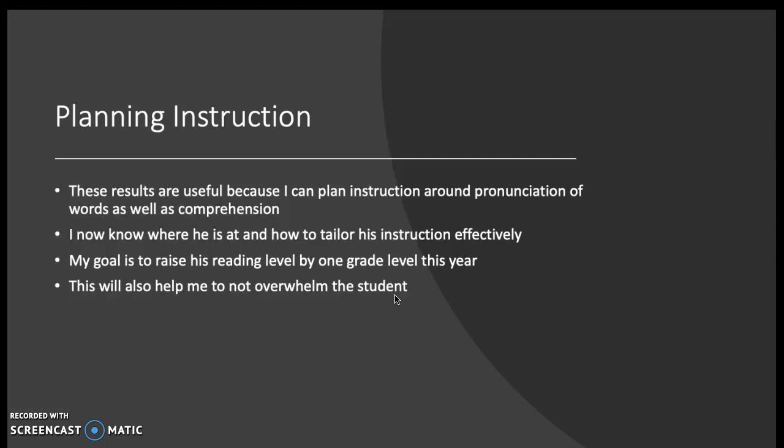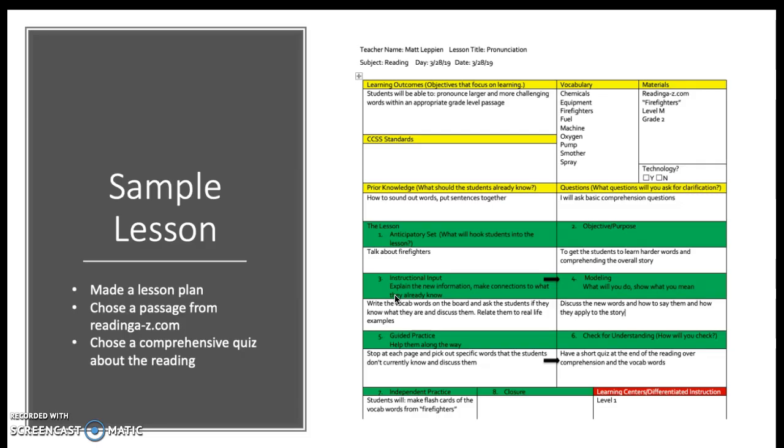For planning instruction, these results were useful because I can plan specific instruction around pronunciation of words as well as comprehension. I now know where he is at and how to tailor his instruction effectively towards him. My goal is to raise his reading level by 1 grade level this year, and this will also help me to not overwhelm the student by giving him reading that may be too challenging for him, or in the opposite case, giving him reading that is too easy, and then he's not learning as efficiently and effectively as possible. So here's a sample lesson that I came up with.